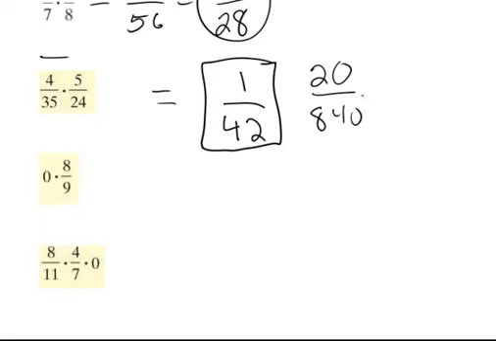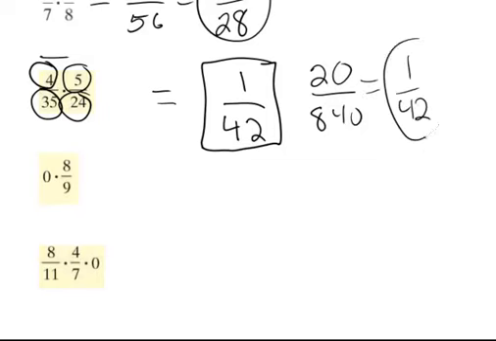It's much simpler for me to reduce in the beginning with numbers like 4 and 24 and 5 and 35, because those numbers are much smaller. If you do reduce 20 over 840, you still end up with a 1 over 42, but I think the process in reducing this one can be a little bit more tedious.